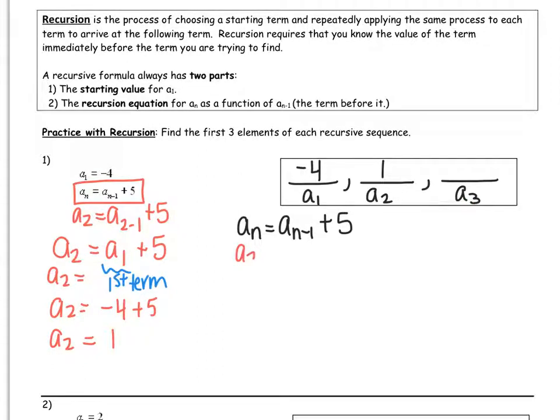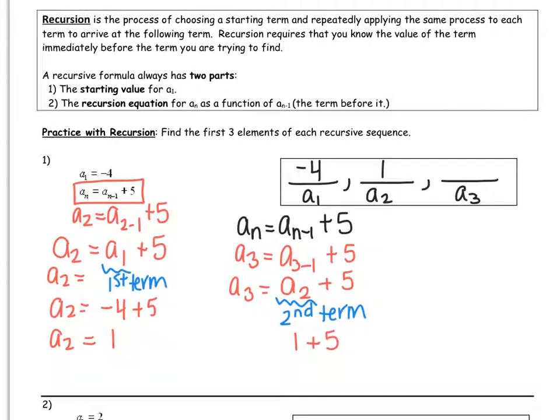So a sub 3, so if I plugged in a 3 here, I'm going to plug a 3 in here. So this becomes a sub 3 minus 1 plus 5. So a sub 3 is equal to a sub 2, if I subtract 3 minus 1, plus 5. Now if you notice, a sub 2 means the second term. So now that I have the second term, which is 1, I can add 1 to 5 and get my third term. So my third term is 6.